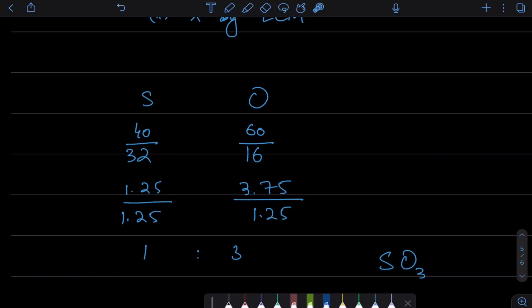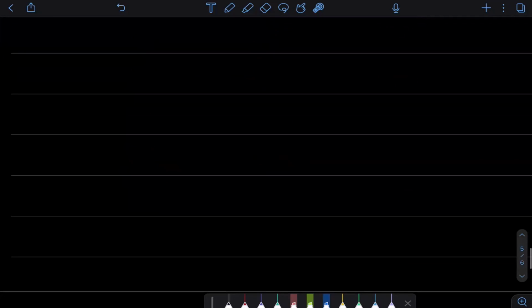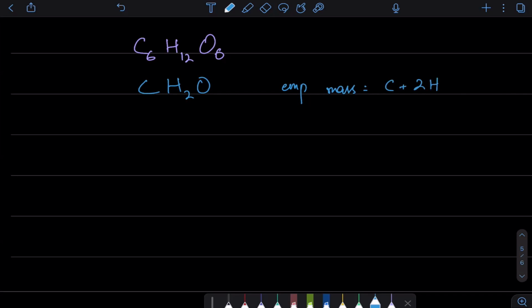Now here's the thing. Empirical formula is related to the molecular formula. For example, I have C6H12O6. This is the molecular formula that has been given to me, and I have to find the empirical formula. So I will simply divide it by 6. So you get CH2O. Okay. Now here's an interesting observation. The empirical mass, basically the mass of the empirical formula, is 1 carbon, 2 hydrogen, 1 oxygen. So this is 12 plus 2 times 1 plus 16, which is 30.